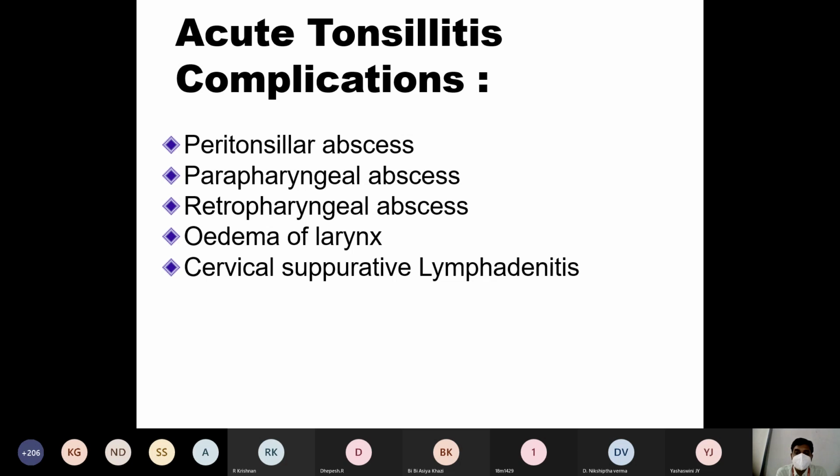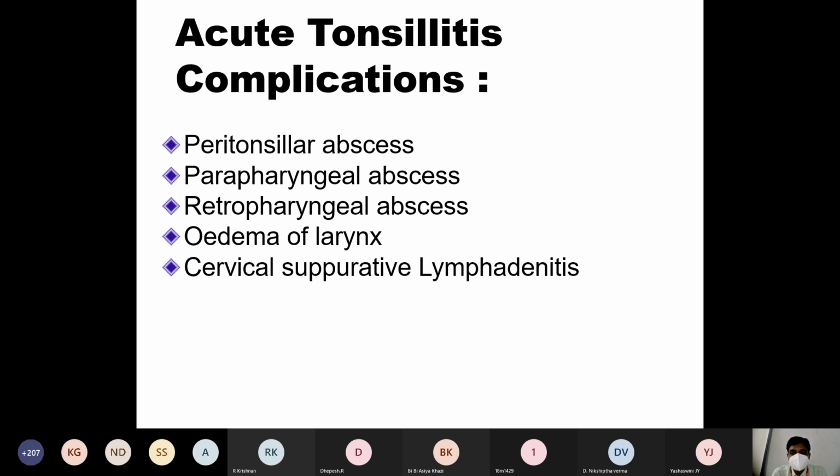You should also watch for systemic complications. But in acute tonsillitis, maybe first episode, second episode, you may not be so worried about this in the initial stages. However, if the problem is untreated or doesn't respond to your treatment, it can go on to complications such as peritonsillar abscess, parapharyngeal abscess, retropharyngeal abscess, laryngitis, and suppurative lymphadenitis.